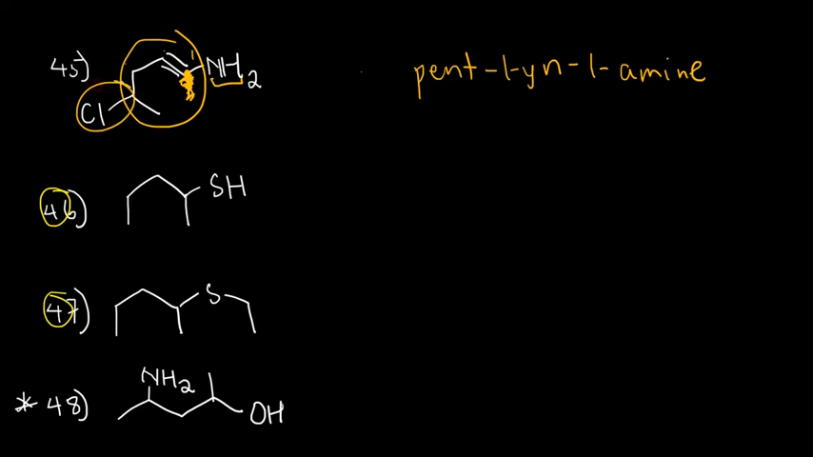I just need to indicate the presence of the chloro. Its carbon number would be 1, 2, 3, 4, 4. So that would be 4-chloropent-1-yn-1-amine. Of course, once again, you can put this at the start, giving it the name 4-chloro-1-pentyne-1-amine, but it's really up to preference. 46 and 47, we'll just have these two examples of sulfur analogues.